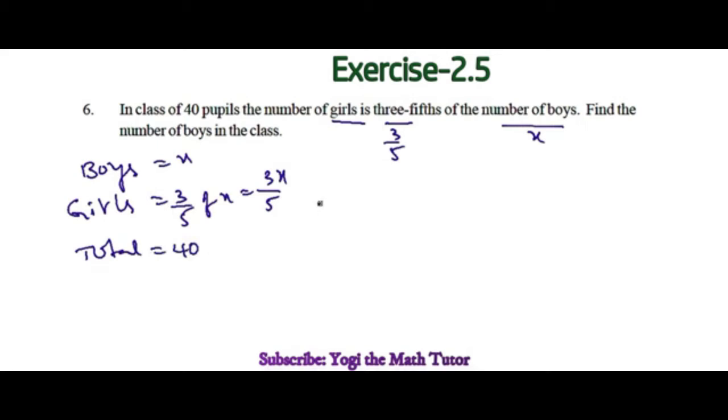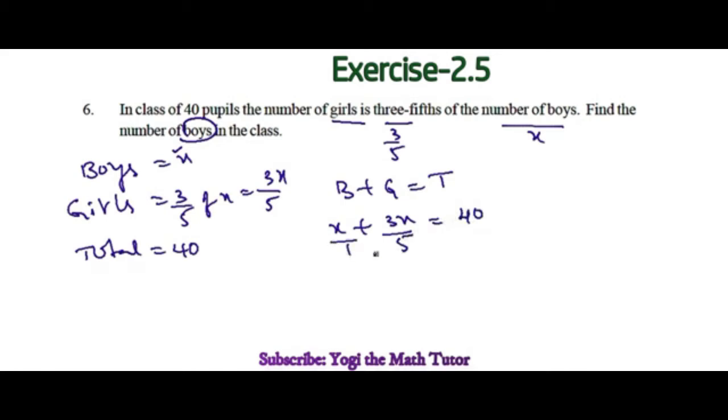Now how to calculate the total strength? We are adding boys plus girls is equal to total. And we are going to find the number of boys, which means we need to find the x value. How many boys are there in the class? That is x. Plus how many girls are there in the class? That is 3x by 5, and total strength is 40.